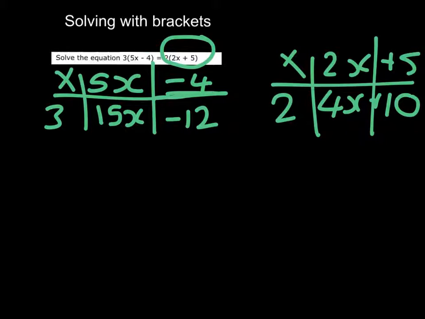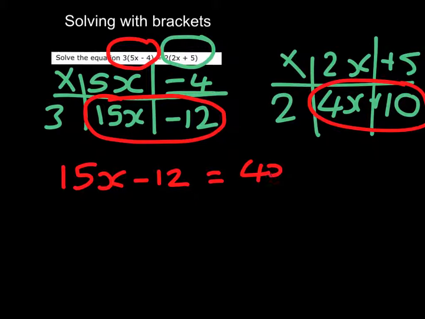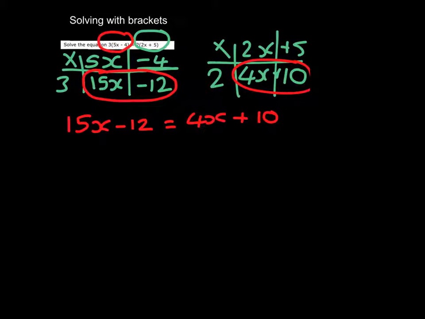So the first part here was this answer here. So we write that out, 15x minus 12. And that is equal to the second part of the question, which was this one, 4x plus 10. So all you've done is taken the first part of the question and expanded the bracket, then did the second part and put them equal to each other. So from there on in, we just need to solve.